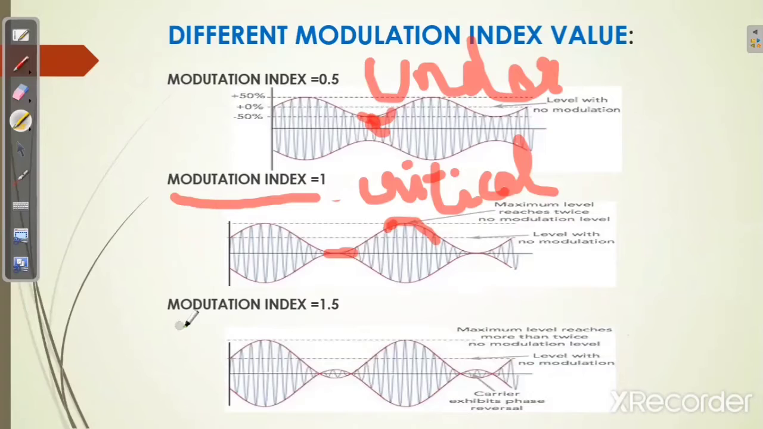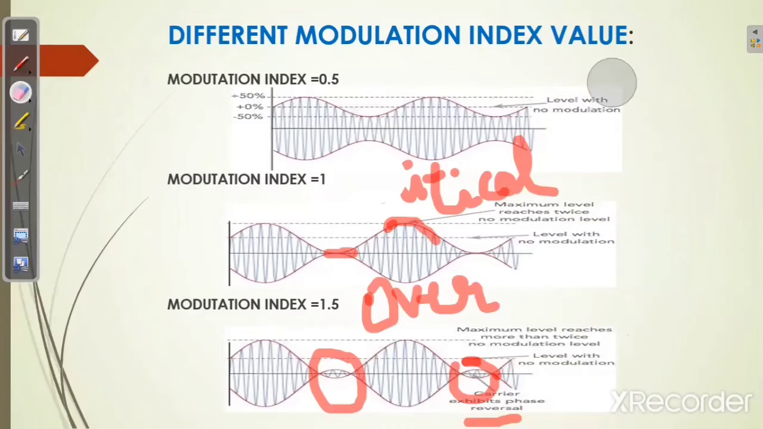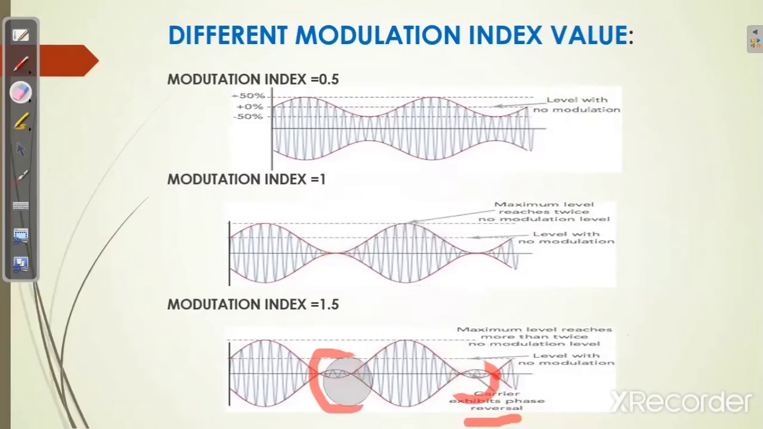The third type is when the modulation index is 1.5, which is greater than 1. It is also known as over modulation. Here the waveform looks like this. When the modulation index is greater than 1, the carrier experiences a 180-degree phase reversal. So there will be one extra sideband. This extra sideband makes the wave get distorted and also causes interference. So there are 3 types of waves according to the modulation index.